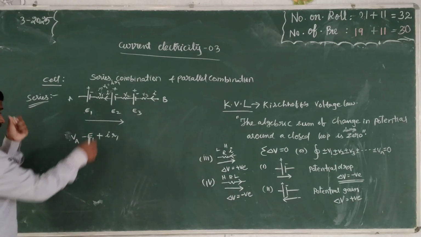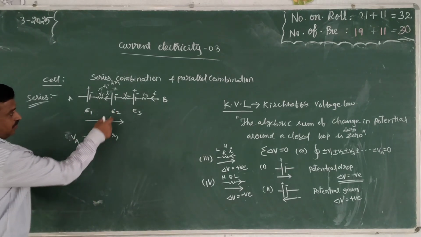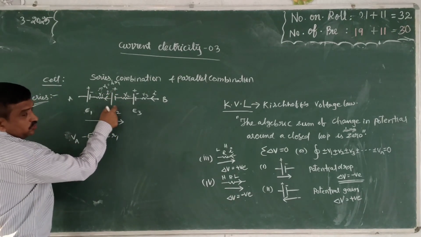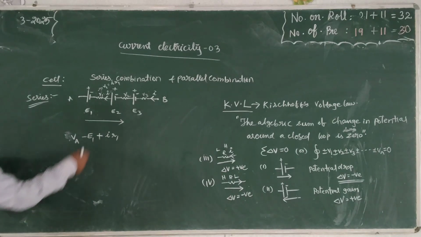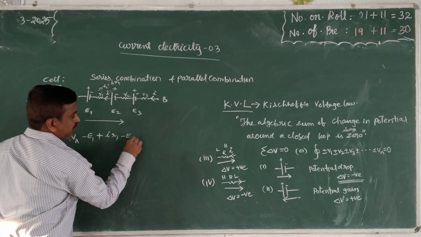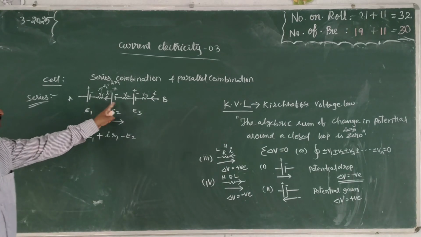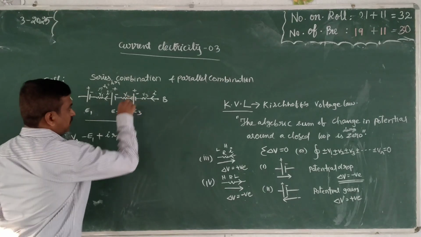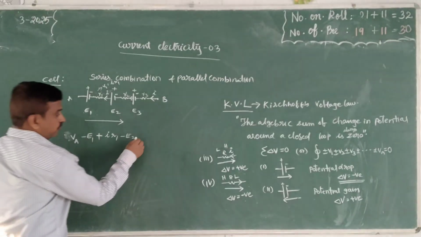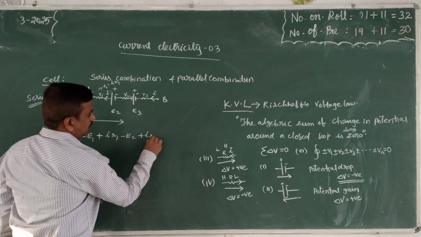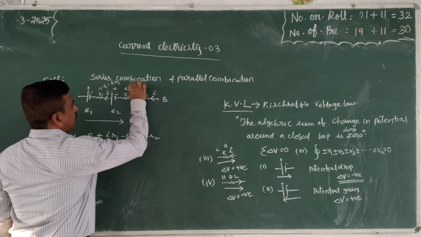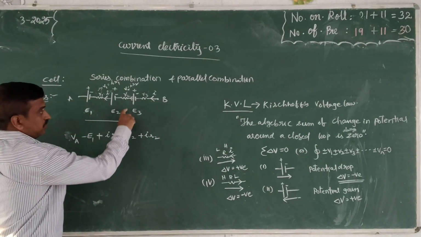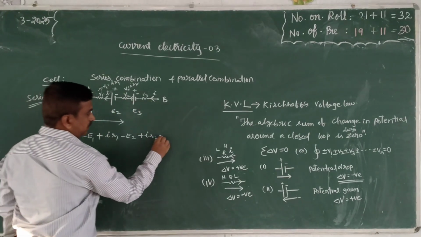Now see, it touches positive to negative, so the loop direction goes from higher potential to lower potential, and we write minus E2. Here there is a potential drop, so minus. For the resistor, the current and loop directions are opposite, so we write plus I R2, because potential equals I R2. Then this one touches positive to negative, higher to lower, so we write minus E3.